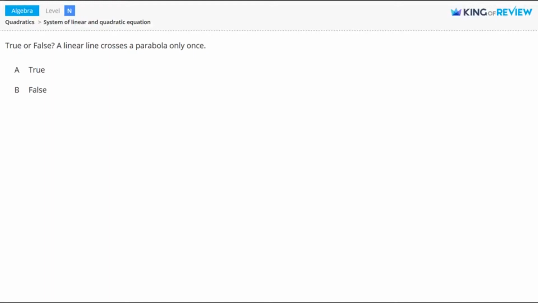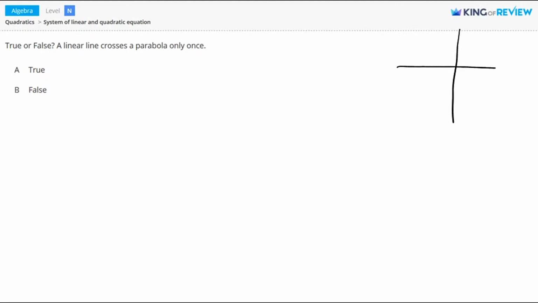True or false? A linear line crosses a parabola only once. Well, let's think about this. How can we draw a line and a parabola on the same coordinate plane? Let's look at some examples.